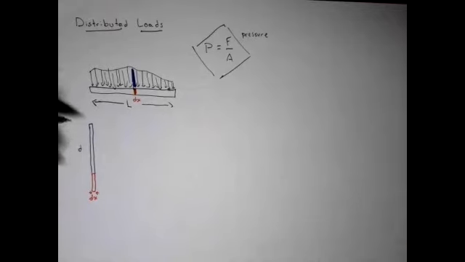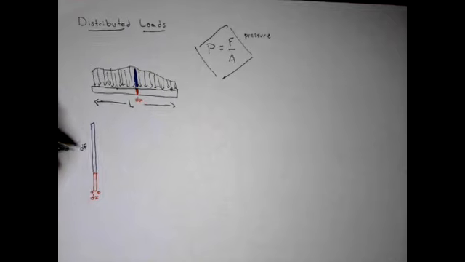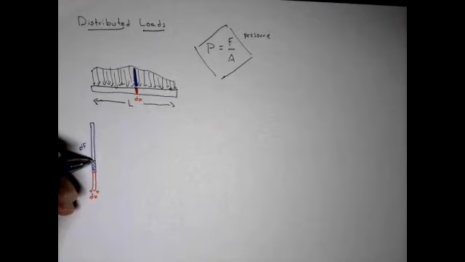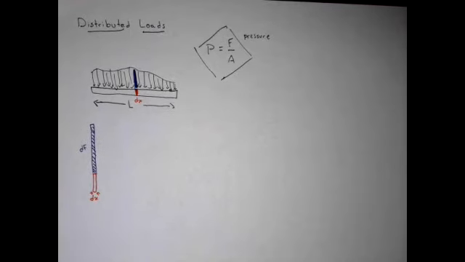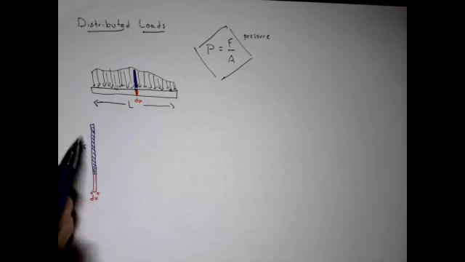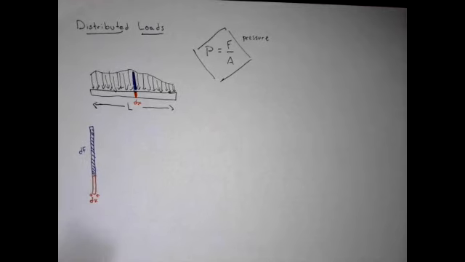Okay? So what does that mean? This force column has a magnitude of dF. And I can break down this magnitude by looking at the geometry of this column.